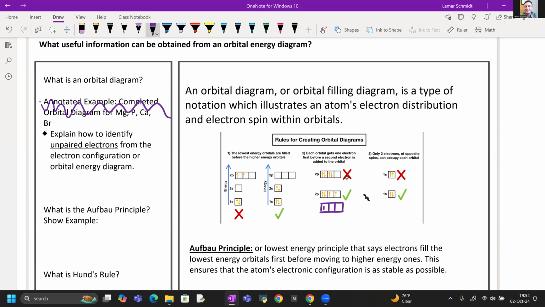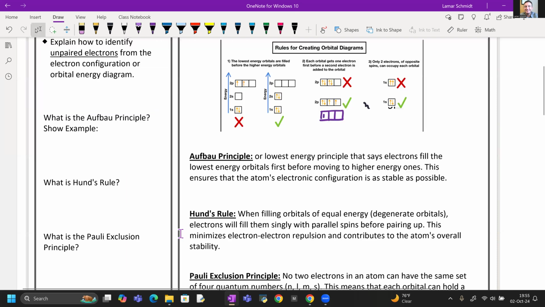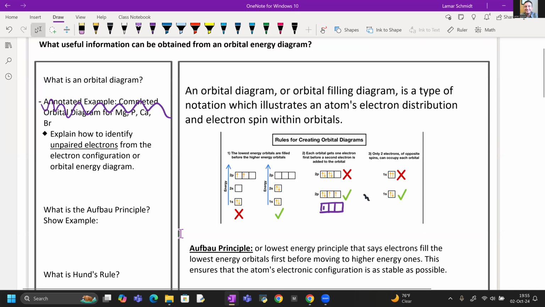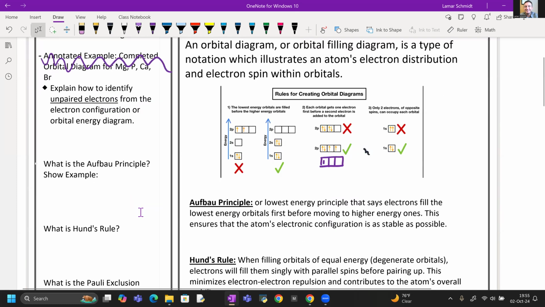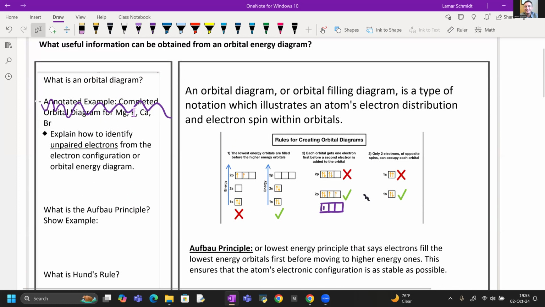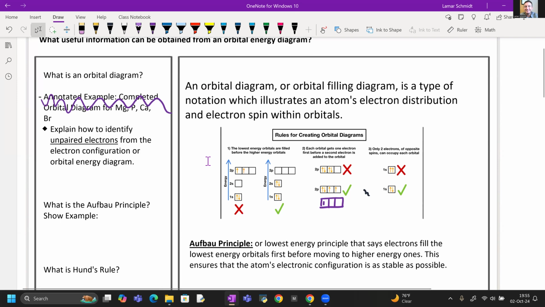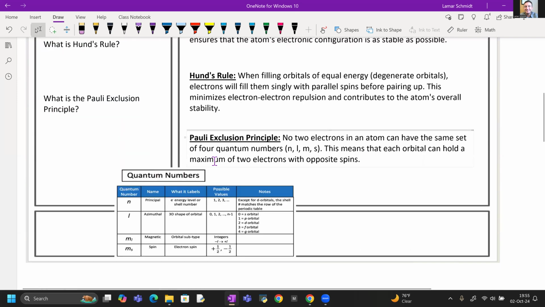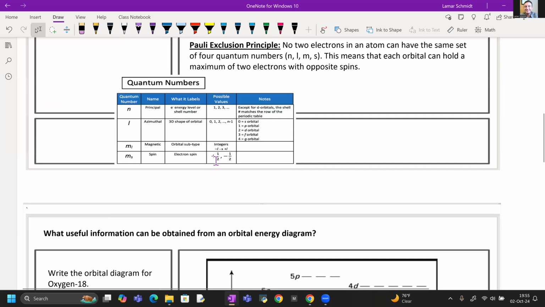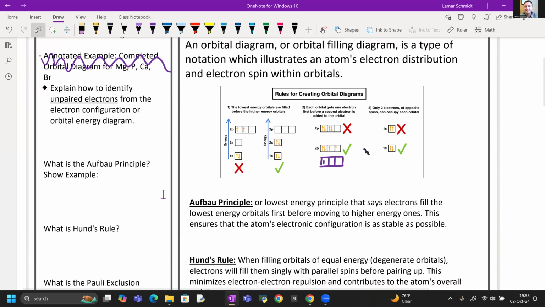So show the Aufbau principle, what is Hund's rule, and then also the Pauli exclusion principle. And then I'll go over how we explain unpaired electrons from the electron configuration of an orbital diagram. We'll talk about that in just a second. But for right now, I didn't put in a template for an orbital diagram there. We are going to do some examples at the end of this lecture, so we can just leave that part out.